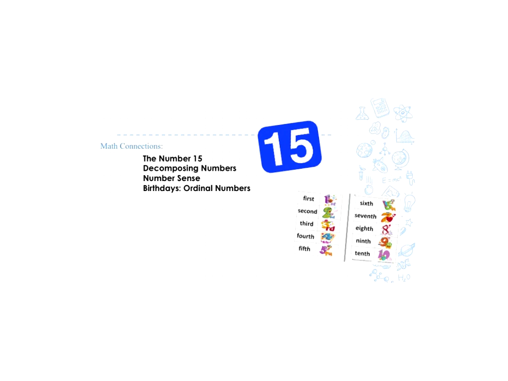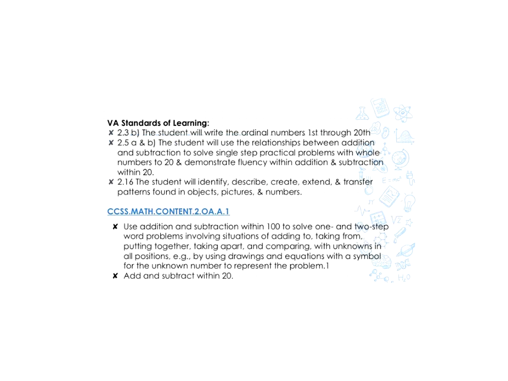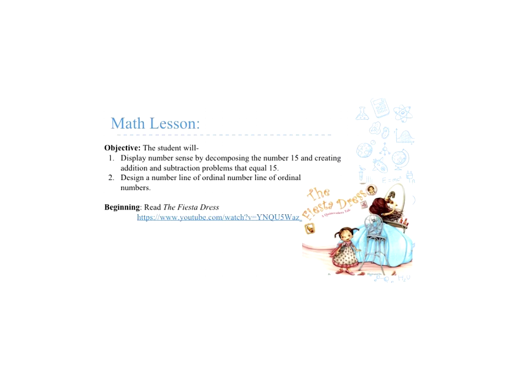All right, the math connections we're focusing on from this book are the number 15 and birthday years. We're going to use these concepts to show how students can decompose numbers, use number sense, and learn about ordinal numbers. And here, we're showing just Virginia Standards of Learning and how they compare to the Common Core math standards. For our math lesson, students will display number sense using the number 15 and design a number line using ordinal numbers.